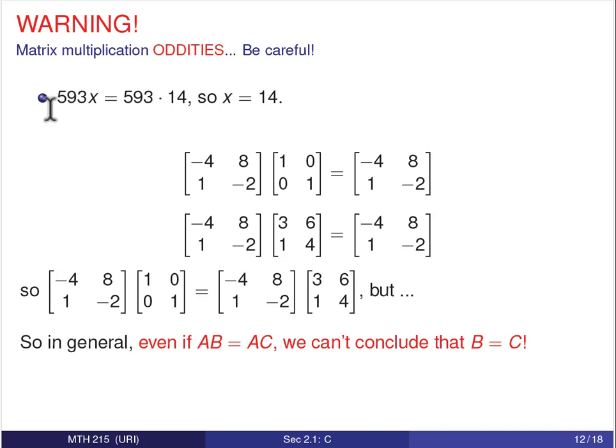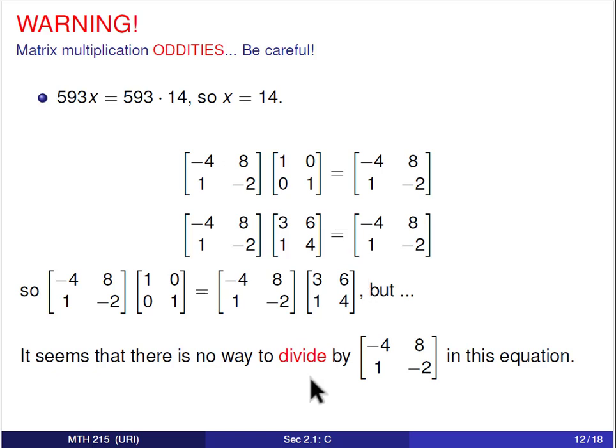We said that if you were to divide this equation by 593, the answer, or the equation x equals 14, would just pop out. There is no way to divide by the matrix -4, 8, 1, -2. There shouldn't be. If we could divide by that matrix, then we would arrive at the nonsensical equation that 1, 0, 0, 1 equals 3, 6, 1, 4. So that's not a good outcome. So we don't expect that there should be any way to divide by that matrix in this equation.